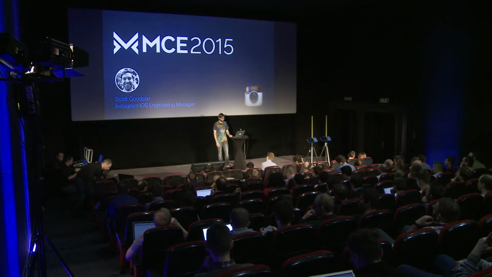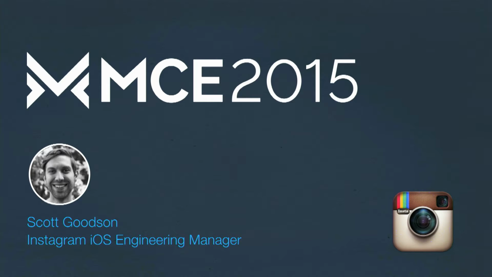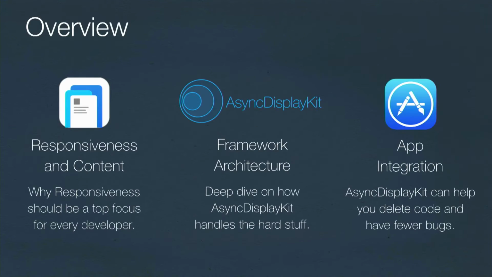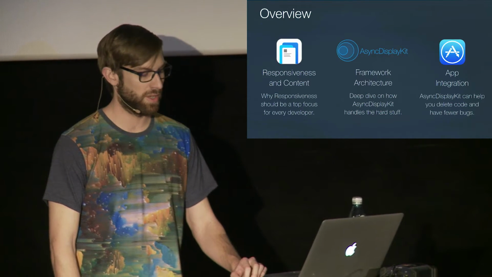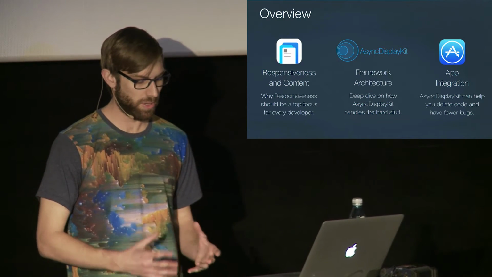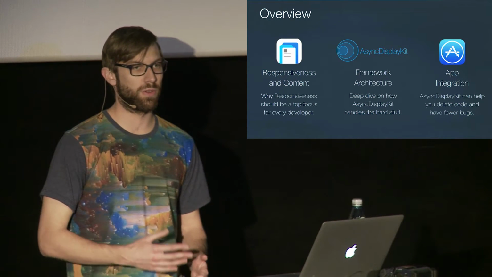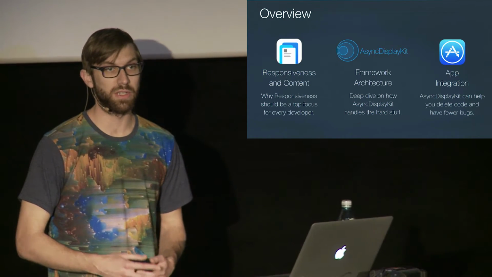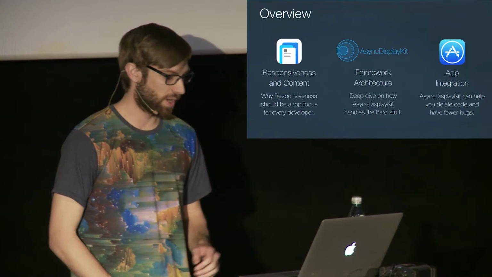And just about 6 or 9 months ago, I moved to Instagram and have been working with a really awesome team there. So today I wanted to tell you about how you can make your apps responsive with very little effort using AsyncDisplayKit. And there are a couple different parts to this. The first one is what we even mean by responsiveness. It's kind of a loaded term that's used in a bunch of different contexts. The next is a little bit about the architecture of iOS and the design principles of AsyncDisplayKit. And the last is how you can actually use it and convert code and what some of the pitfalls are.